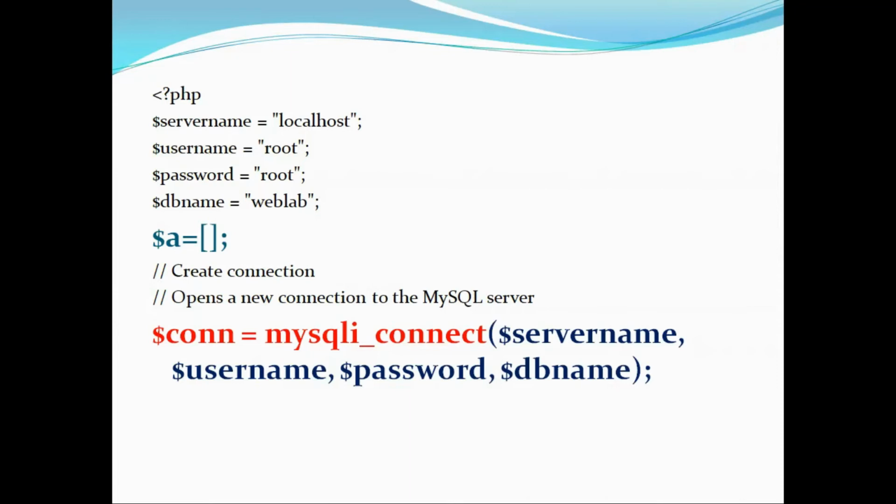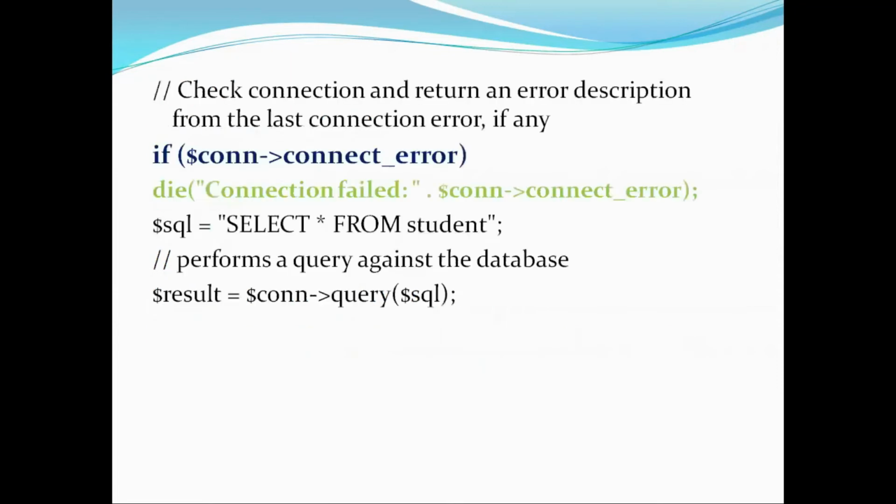After that, as I said earlier, we are following certain steps in order to establish the connection. First, establishing the connection. The next thing is to handle the errors, that is, check the connection and return an error description from the last connection error, if any. Once the connection has been established, we need to check whether it is connected properly or not. If any errors have occurred, we need to handle those connection errors using that function, $connect equals connect_error. This indicates that here we need to check for the connection errors.